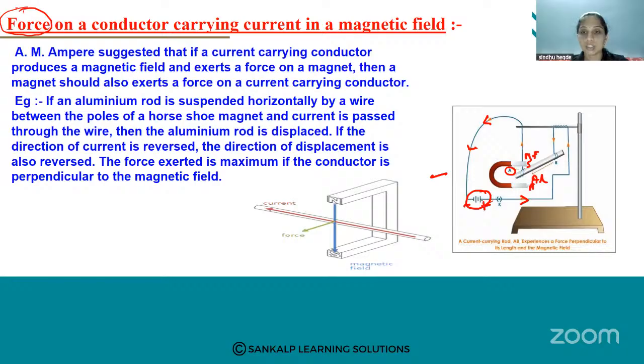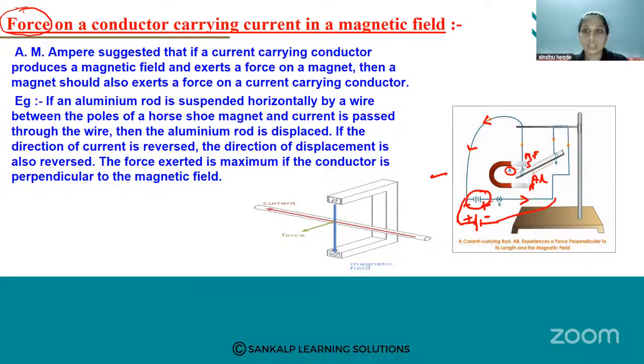Imagine that with this battery connection the displacement is shown on the left side. Now when this circuit is reversed like this, the direction of current is changed. This is positive and this is negative, connected here. I have reversed the circuit connection. This time also a magnetic field is generated, and again this aluminium rod shows displacement in a different direction.